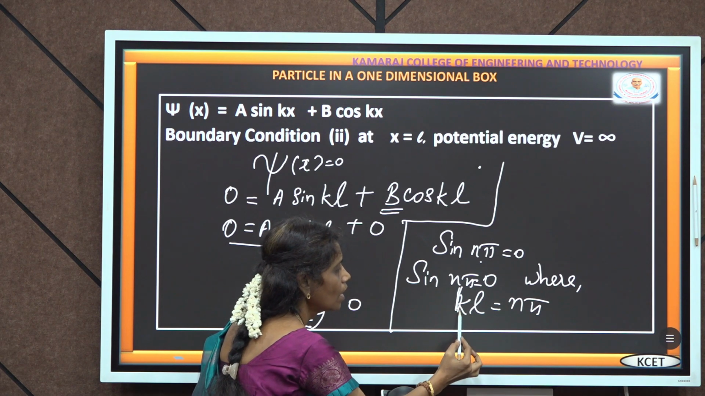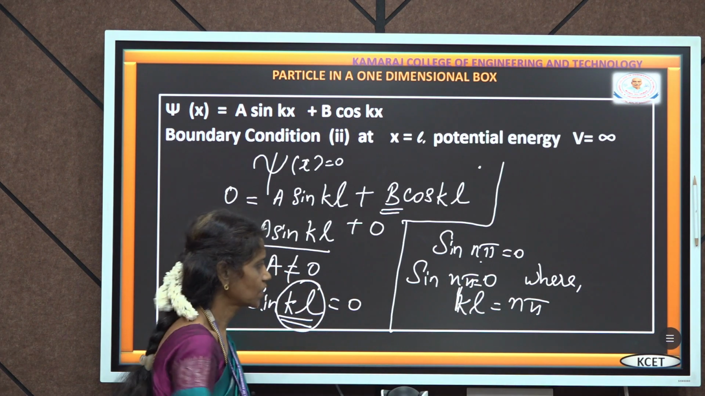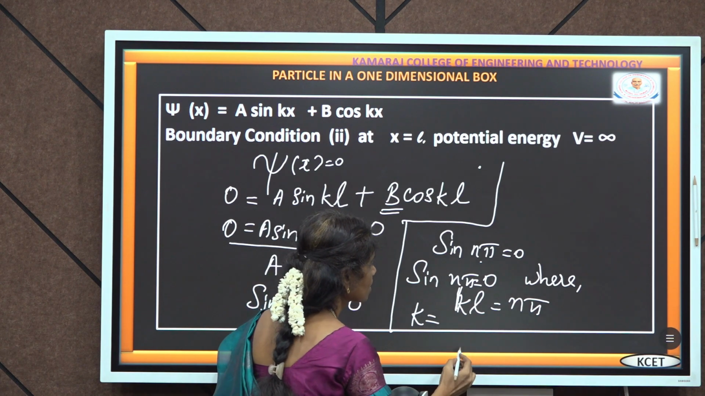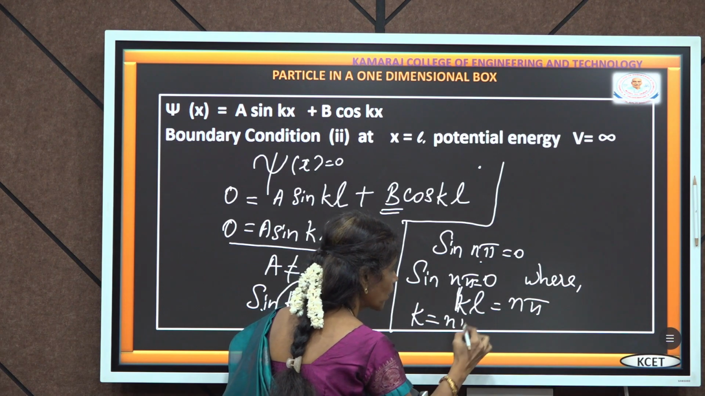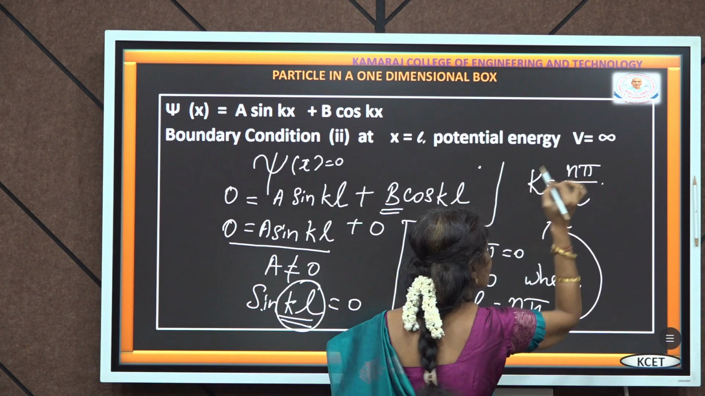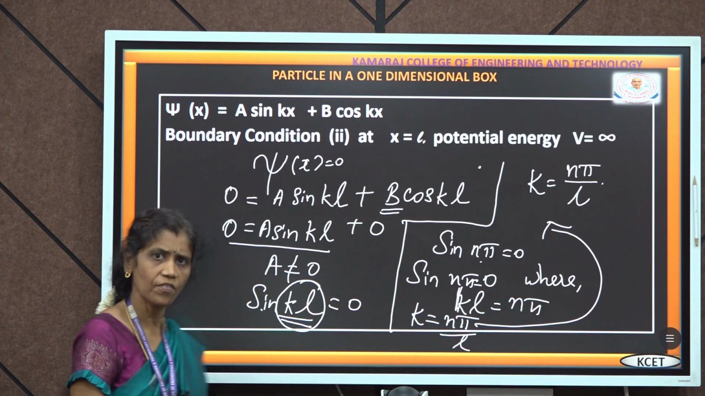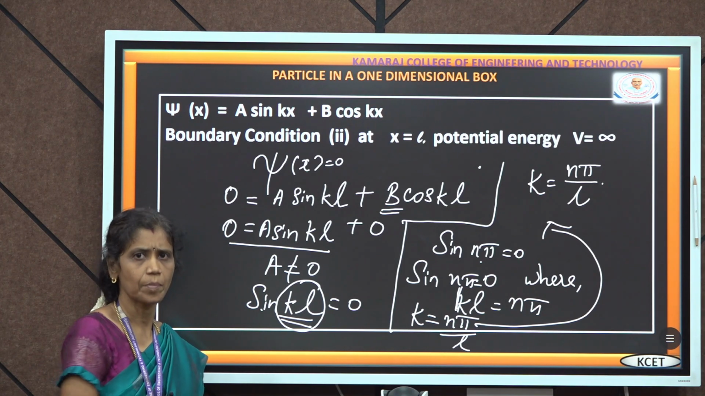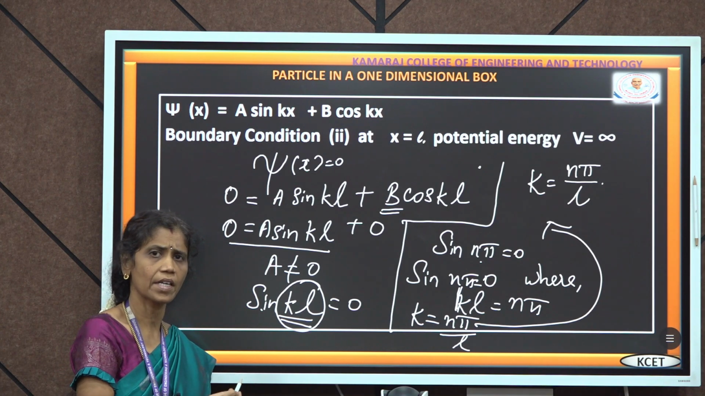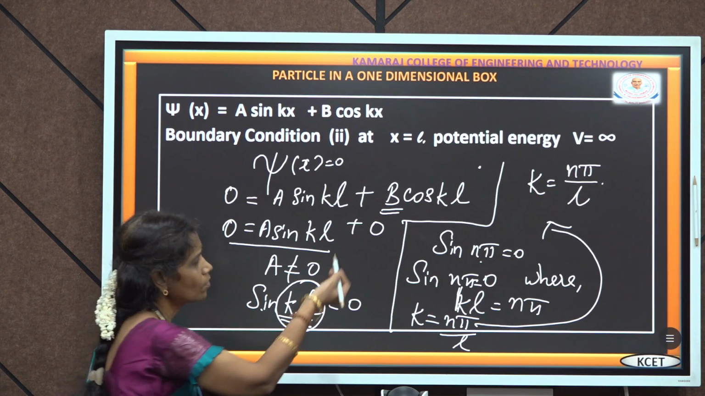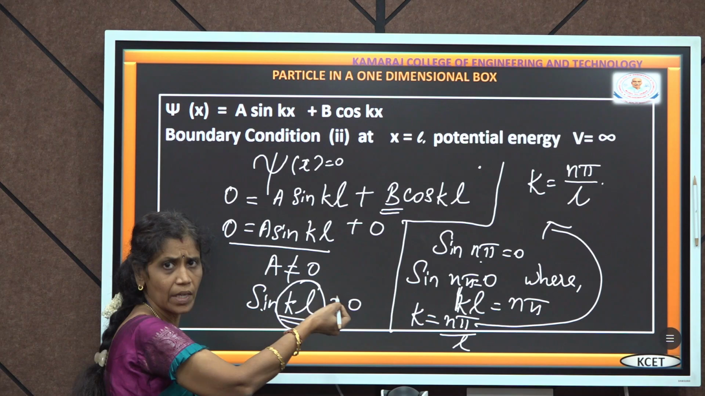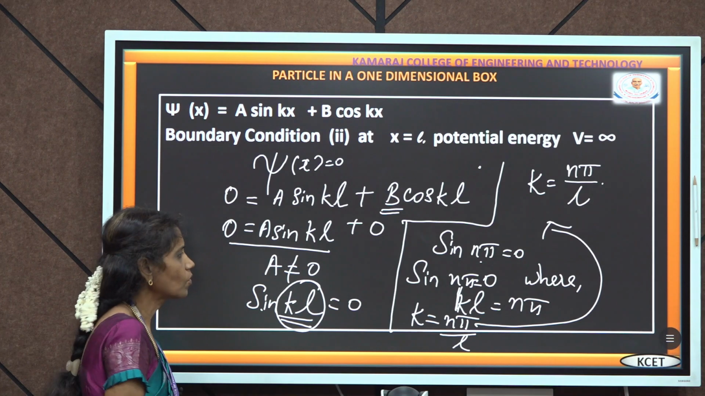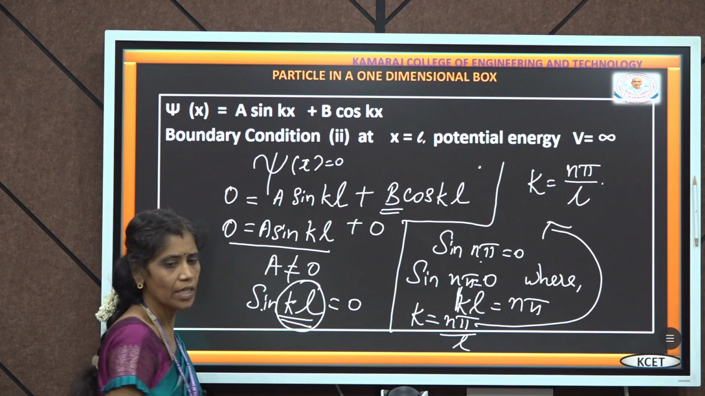Hence, I have written KL is equal to n pi. The K value can be rewritten as K is equal to n pi by L. The K is the wave vector, and already in the previous case we have derived the K square value. Now, we have calculated by assuming the constant value as the K value n pi by L. Now, we are going to equate these two equations.